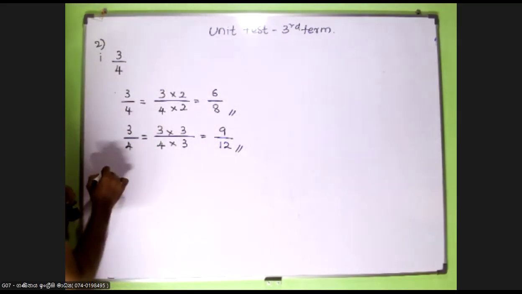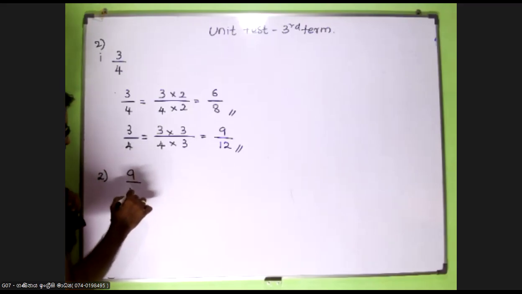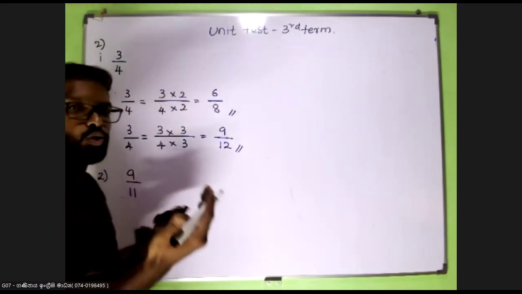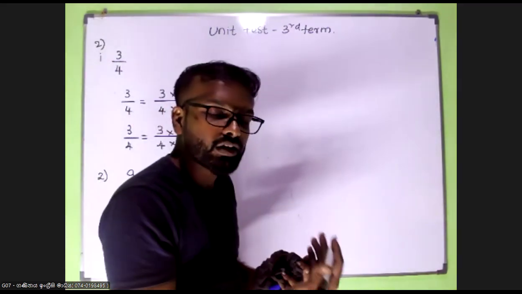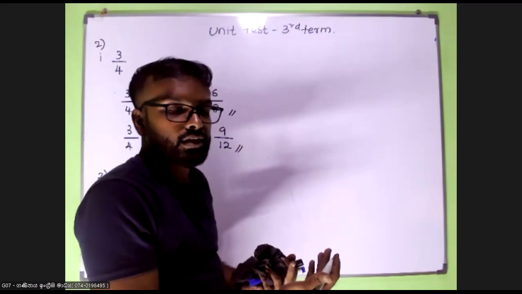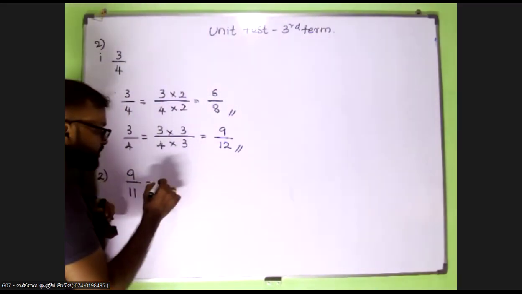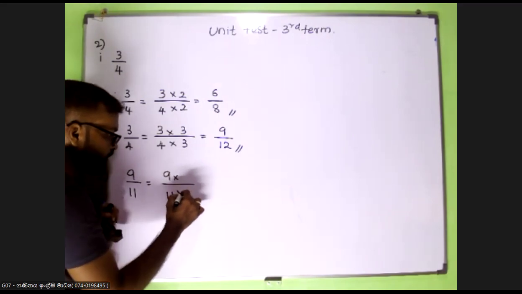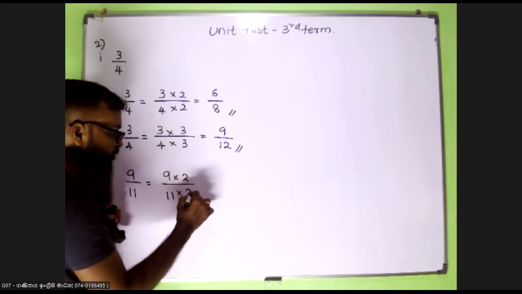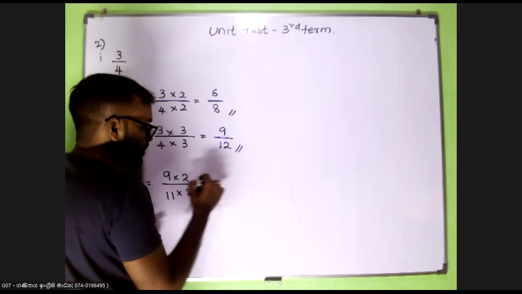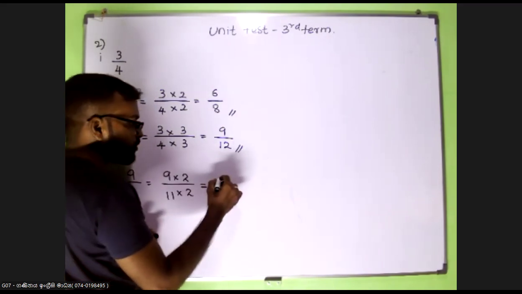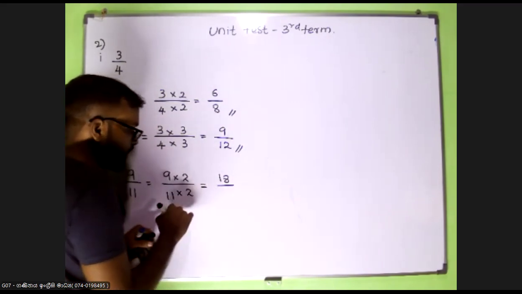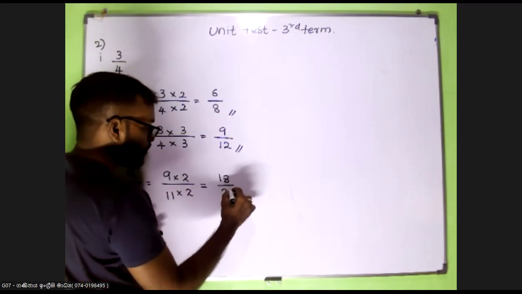And what is the next one? Second fraction, 9 upon 11. So 9 and 11 do not have any common factor, so I cannot use the dividing method. Right? So I will use multiplication again. On top of that, I will multiply by 2, right? So I will get 9 times 2, 18, 11 times 2, 22.